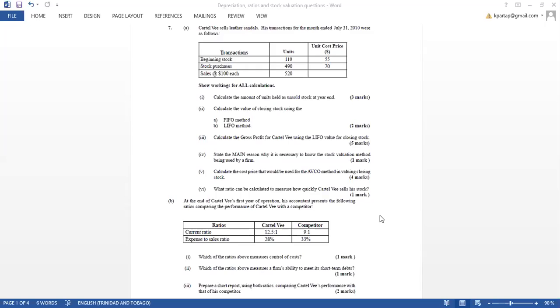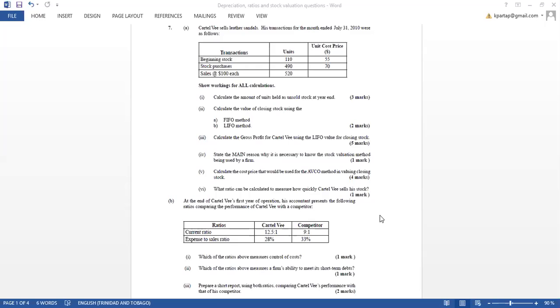Calculate the gross profit for cattle B using the LIFO value for closing stock. So here they're asking you to calculate gross profit. So we have to work out a trading account. The LIFO method for closing stock means that you will use that 4,400 as closing stock in your trading account.